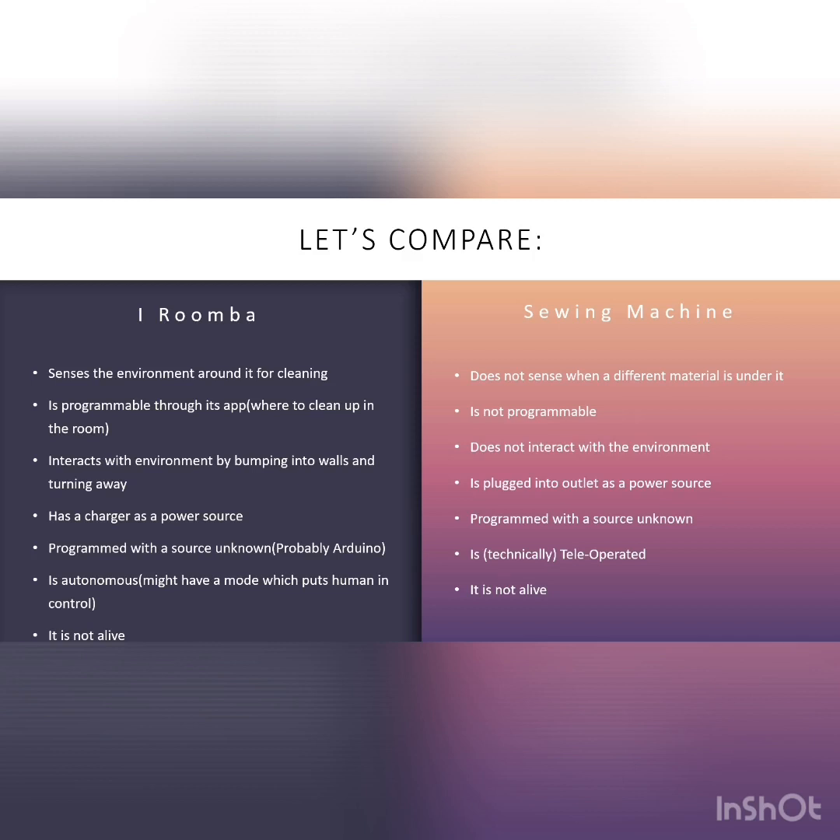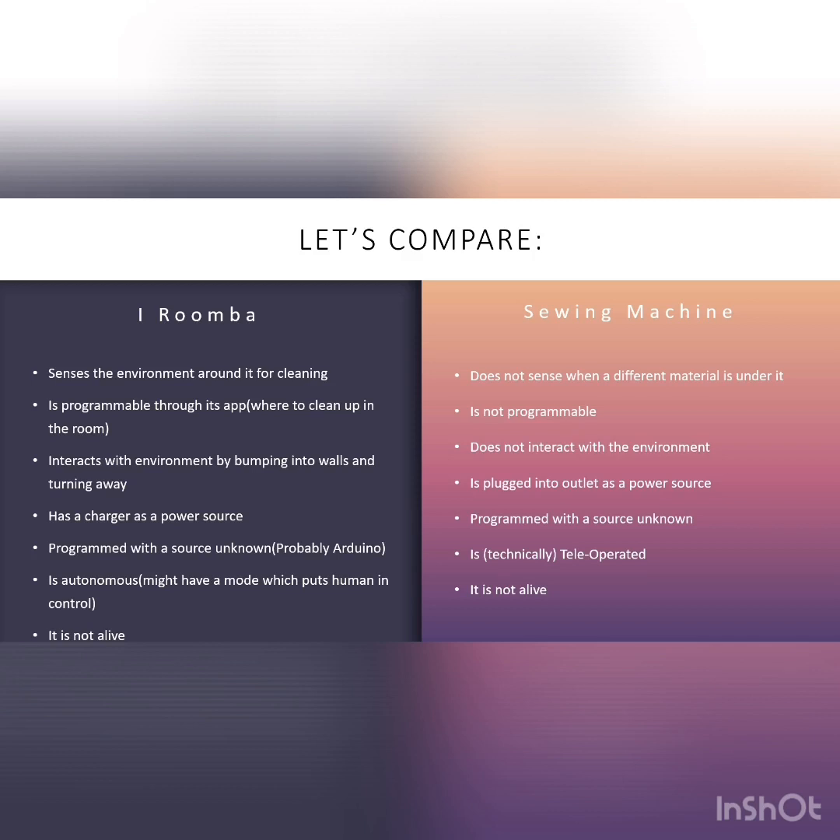They both have a power source because the Roomba has a charger and the sewing machine is plugged into an outlet as a power source. They both are programmed with a source unknown, but the Roomba is probably Arduino. I have to check up on the sewing machine. The Roomba is autonomous, but it might have a mode which puts a human in control. And the sewing machine is technically teleoperated because you're controlling it, but I mean, it doesn't really tie back to what I put in the previous video. So let's just keep it as teleoperated.